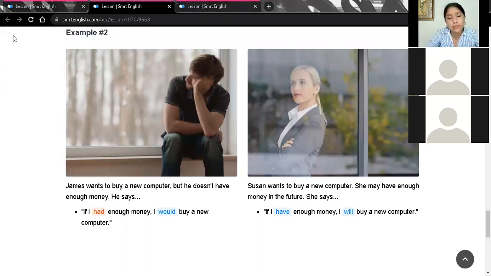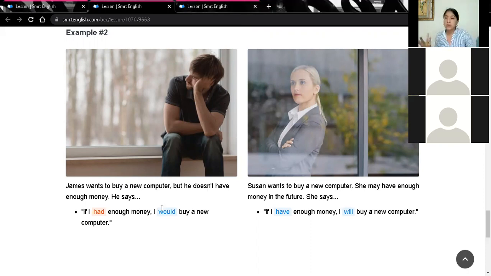James wants to buy a new computer, but he doesn't have enough money. He said, "If I had enough money, I would buy a new computer." Exactly. So it says here he doesn't have enough money. So he's just thinking about this situation. I mean, he's not saying that it will happen. He's just saying, okay, if I had enough money, but it means that he doesn't.